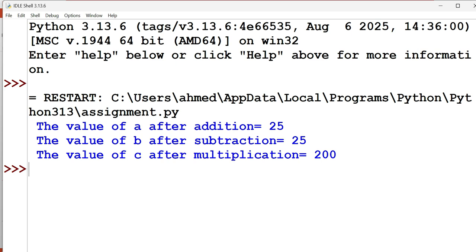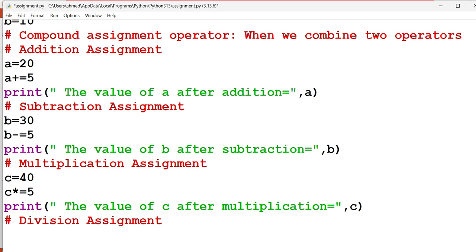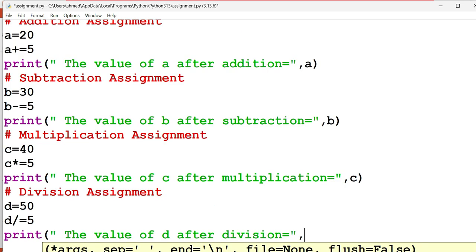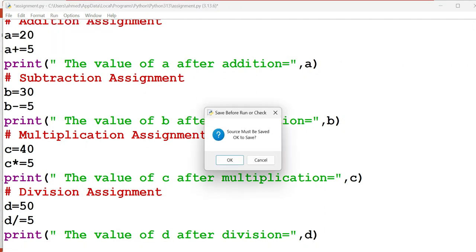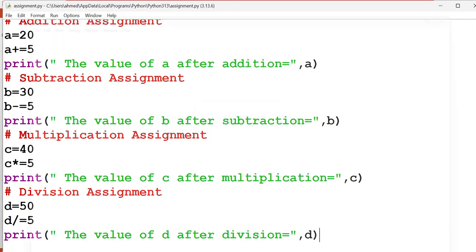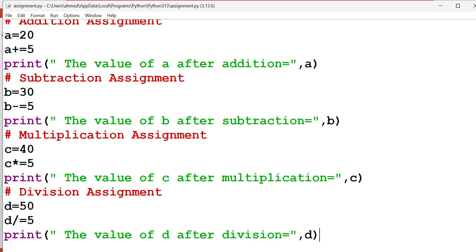In the same way, we will keep on evaluating the other assignment operators. We have taken the value of d as 50 after division assignment. We will run the program and we will see the value. The value of d after division, so it has become 10. We have taken the value as 50, so 50 divided by 5, that is 10.